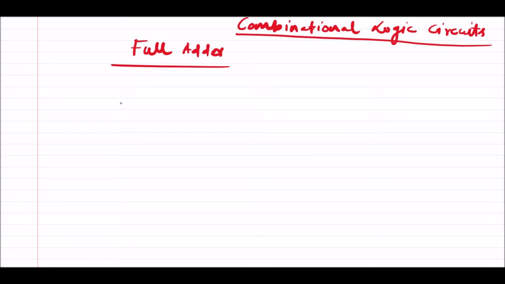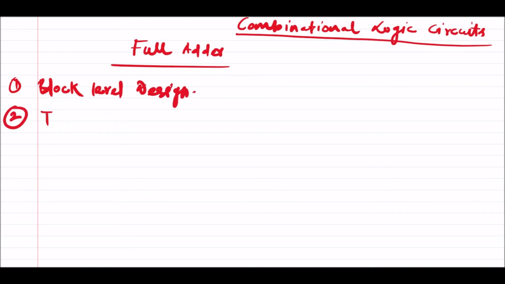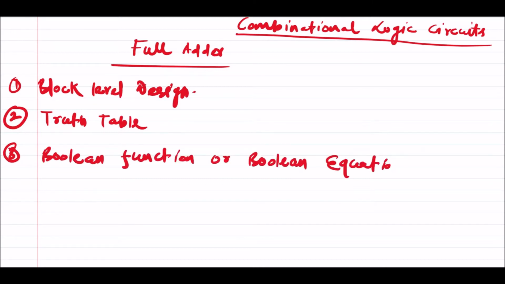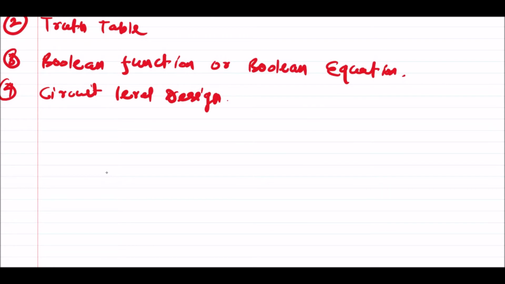So we know that for any combinational logic circuit, we have to start with the block level design. After the block level design, we have to draw the truth table. Then we will write down the Boolean function or Boolean equation. And finally, we will draw the circuit level design. So let us start with the block level design.